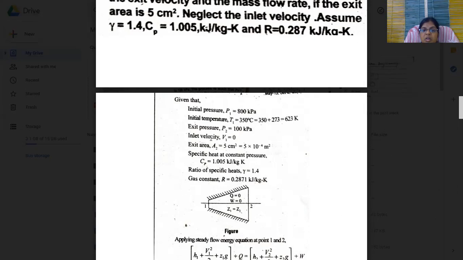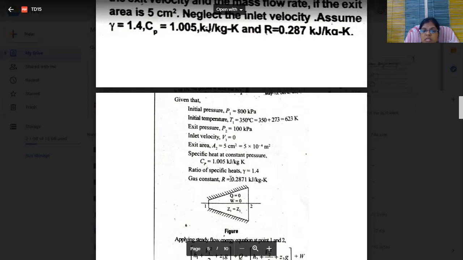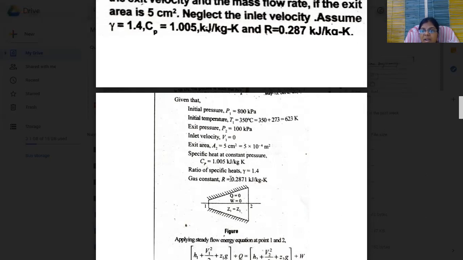And next, inlet velocity is neglected, so V1 is equal to 0, and exit area A2 is equal to 5 centimeters square. 1 meter is equal to 100 centimeters. In terms of meters, it is 5 into 10 to the power of minus 4 meter square. Specific heat at constant pressure is already given in the above problem. Cp is equal to 1.005 kilojoule per kg Kelvin.